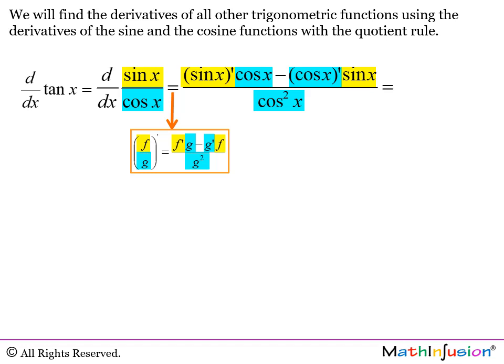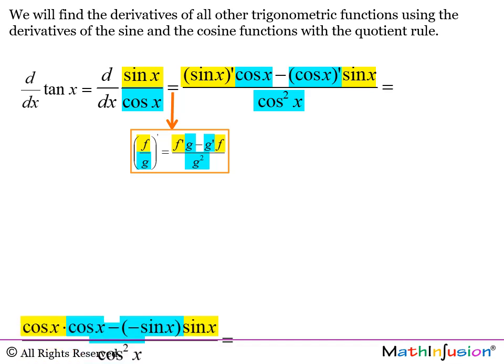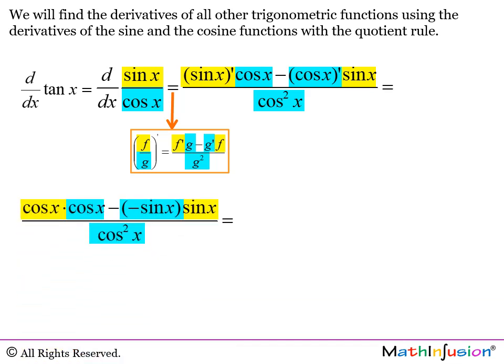We are now going to replace the derivative of sine x by cosine x and the derivative of cosine x by negative sine x. And we get that. Now we are going to evaluate this. Cosine x times cosine x is cosine to the power of 2 of x. And negative sine x times negative sine x is plus sine to the power of 2 of x.